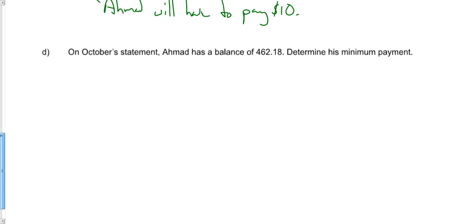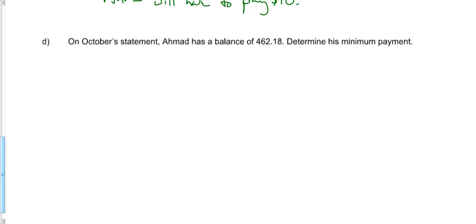We go through, take a look at section D here. It says on October's statement, Ahmed has a balance of $462.18. So determine again his minimum payment. So same deal. So we got 462.18. I'm going to multiply that by 3%.